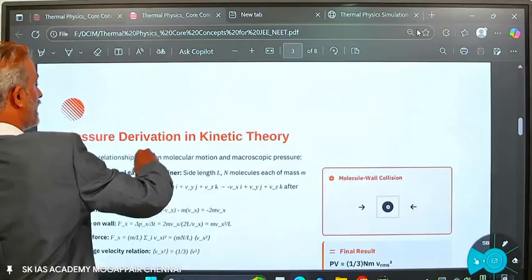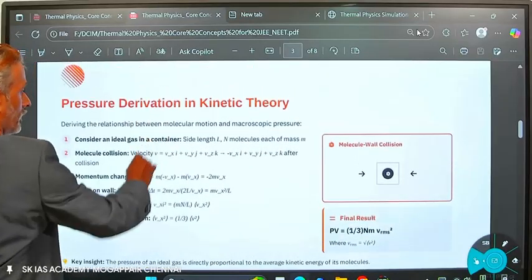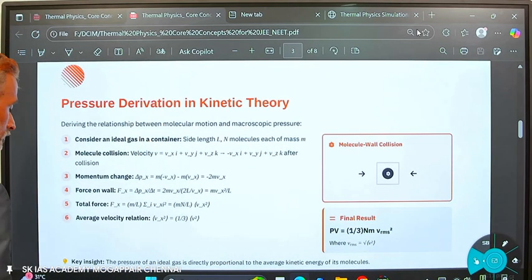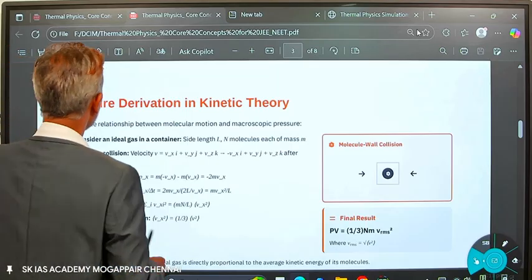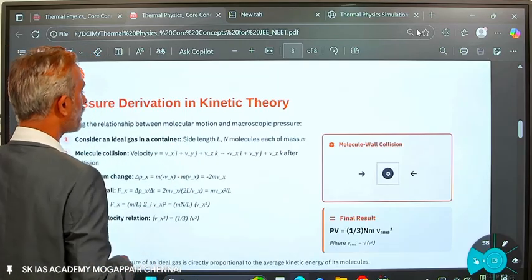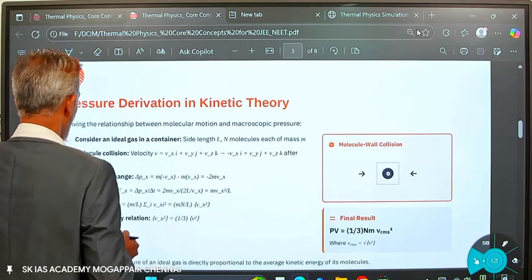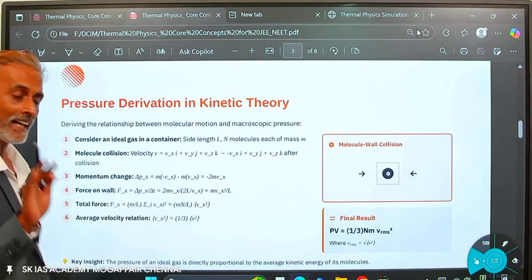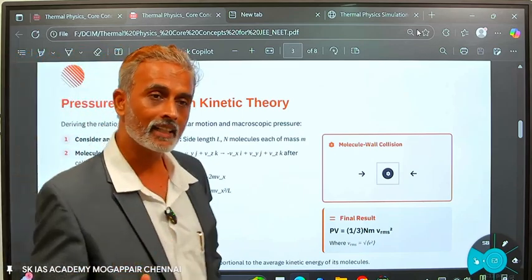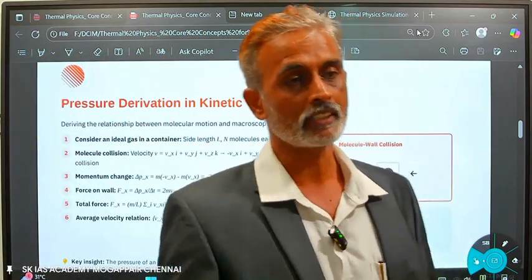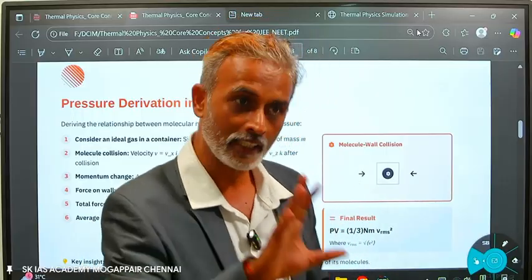Pressure derivation in the kinetic theory. Okay? What we have to study? Pressure derivation in the kinetic theory. Suppose you take an ideal gas. What does it mean by an ideal gas? Those which follow PV equals nRT. That is called an ideal gas.